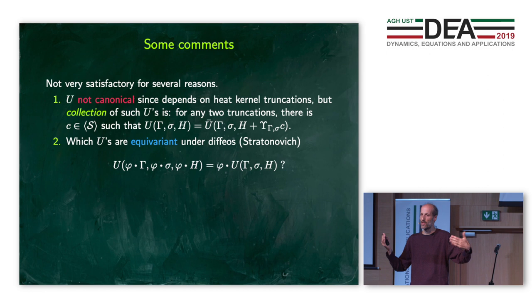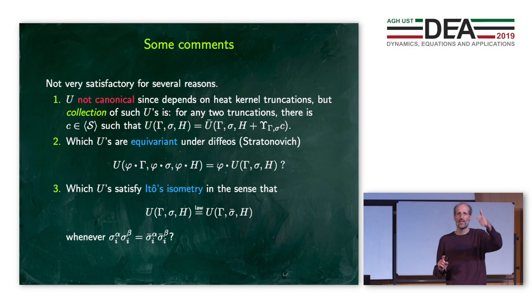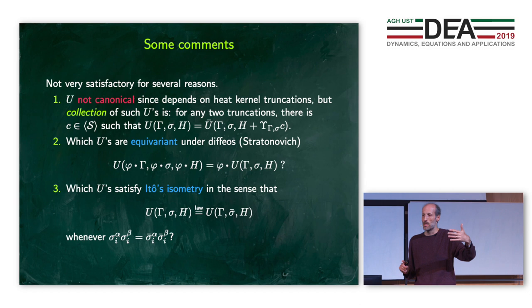And then there's another thing: remember, we chose these sigmas in such a way that sigma tensor sigma gives you the inverse metric tensor, but that wasn't unique at all.